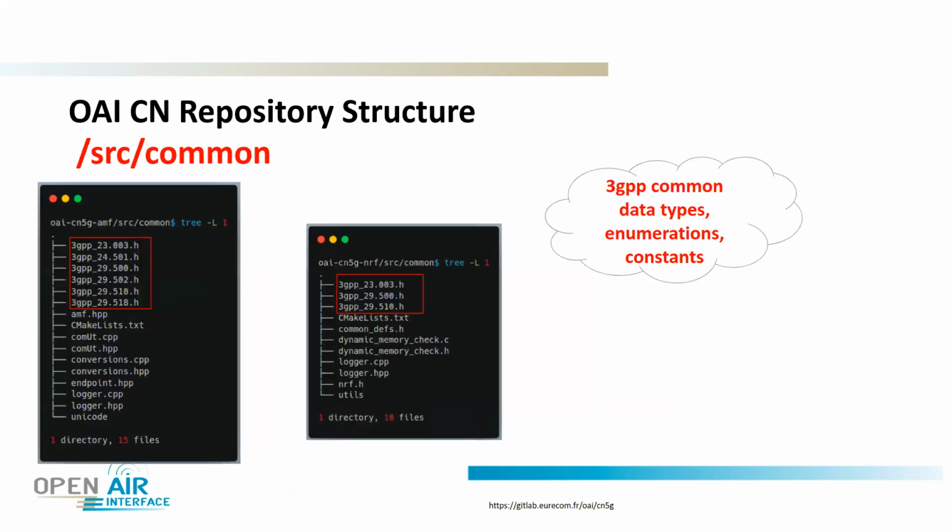Then if you go to the src/common folder of any of the repositories, you will see some files which start with 3gpp underscore the number of the specification. These files include the common data types or common information elements. Then there are some enumerations that we might need during the implementation of procedures, and some constant values that we use during procedures.